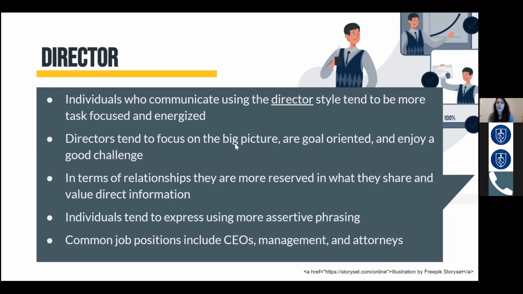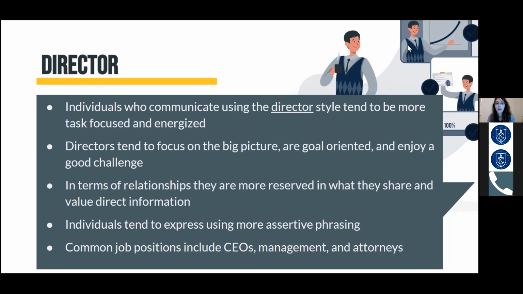Before I move on, I'm asking you to answer in the chat if you could: can you think of someone that you've met that has communicated using the director form of communication, just knowing what we've talked about so far? Someone said a few bosses that they've had use the director form. Someone said their dad uses the director form of communication. That's really funny. The studio owner for the dance studio I work at.